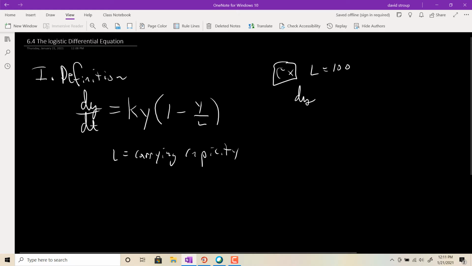So let's see what happens when, for example, L is 100, right? So our differential equation, dy over dt, will be k times y, and then 1 minus y over 100. So what does this limiting capacity do?